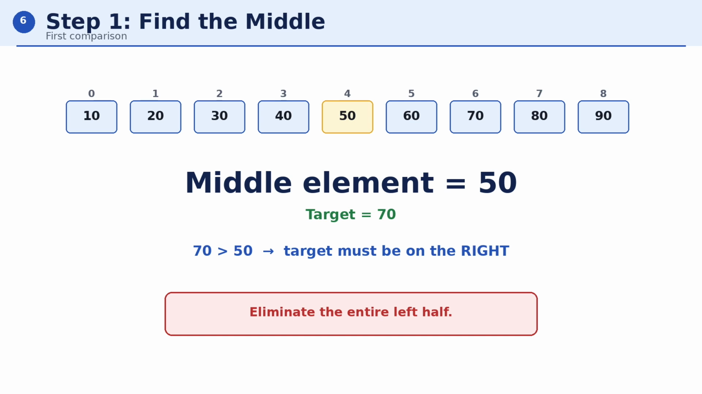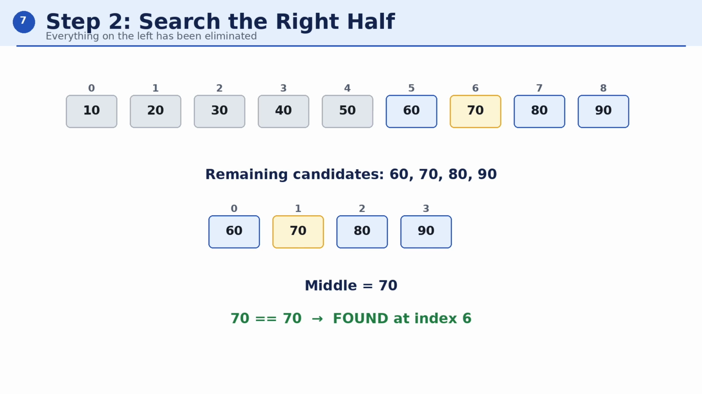Because our array is sorted, we know something very important. Everything to the left of 50 is smaller than or equal to 50. So none of those values can be 70. That means we don't need to search this entire half. We can completely eliminate 10, 20, 30 and 40. We just eliminated almost half of our search space with one comparison. Now we are left with only 4 possible values: 60, 70, 80 and 90.